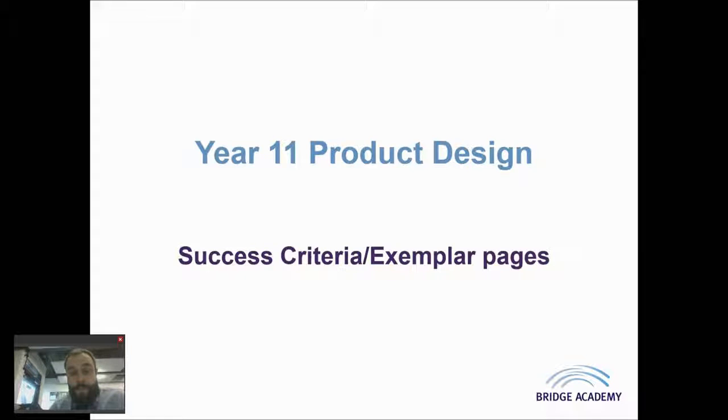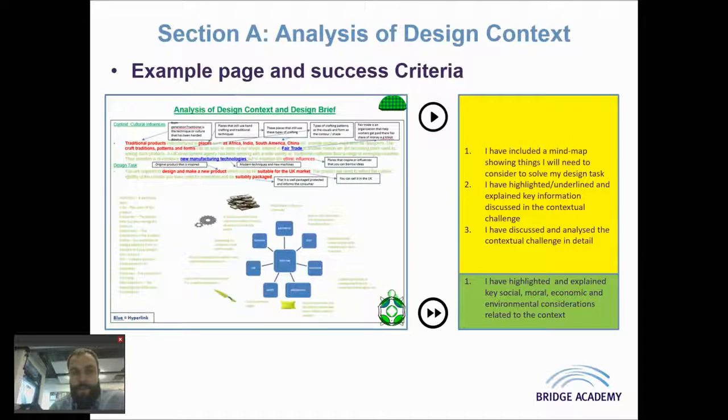In this video I'll be talking about the success criteria and exemplar pages again, and today's slide is the analysis of the design context. Now, if you studied product design for a while, or you're in your final year in year 10 or 11, or it could even be year 12 or year 13 if you're moving through to Key Stage 5, you're probably quite familiar with being given a design context or a task, something to solve, or a problem it might be called, I suppose, at the start of a project.